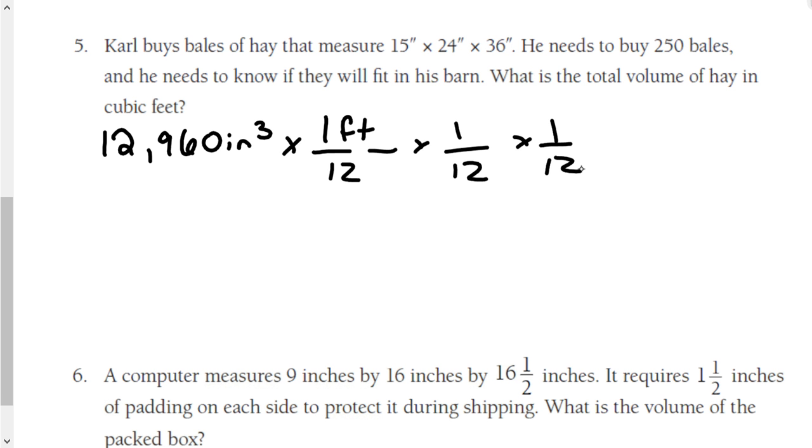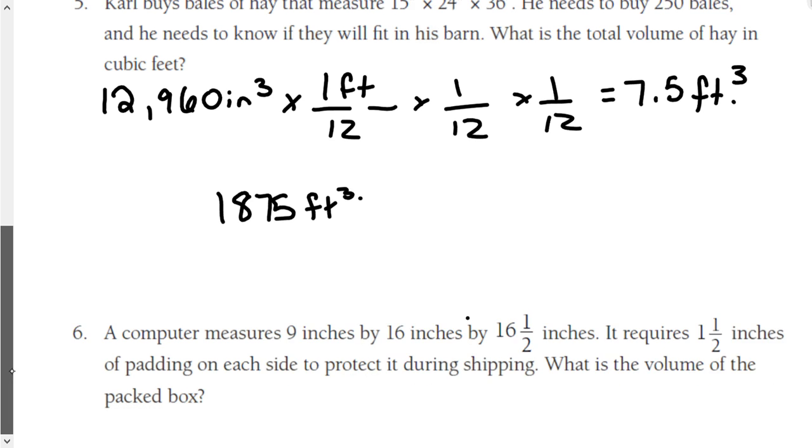One, 2, 9, 6, 0, divide by 12, divide by 12, divide by 12. Am I reading this wrong again? I might be. One second. No, I was right. I just got hung up. 7.5 feet cubed, and I need 250 of those. So it's 1875 feet cubed. I got hung up because it looks so similar to the other question.